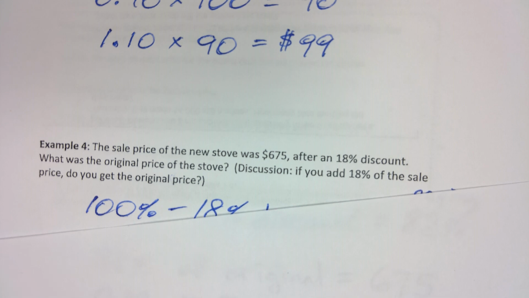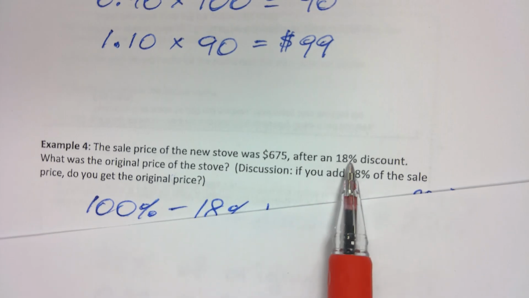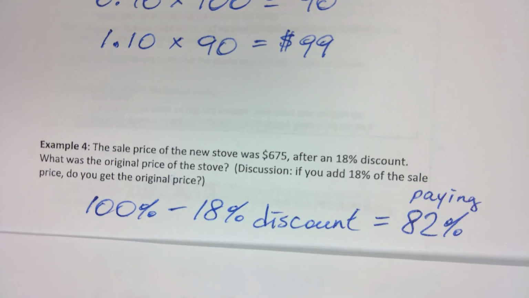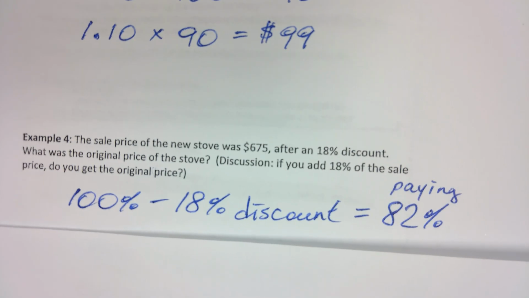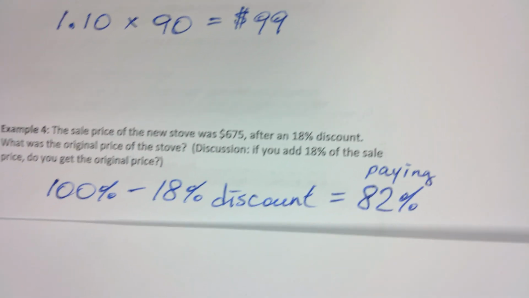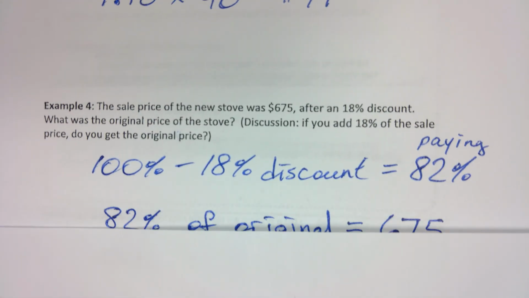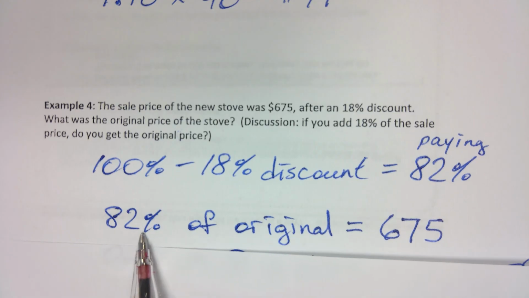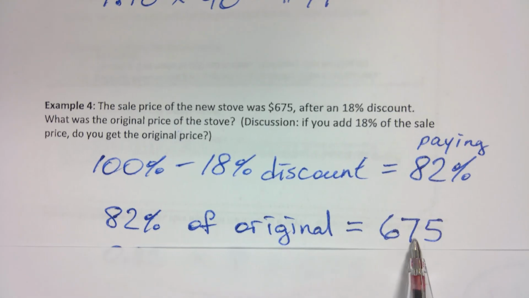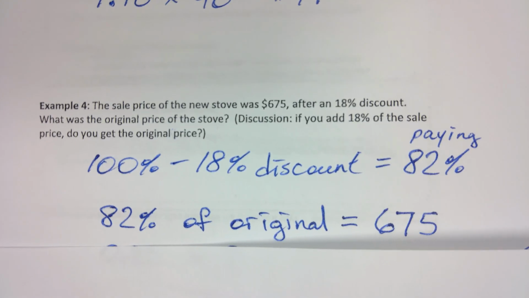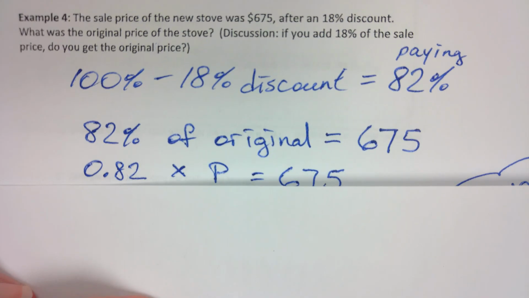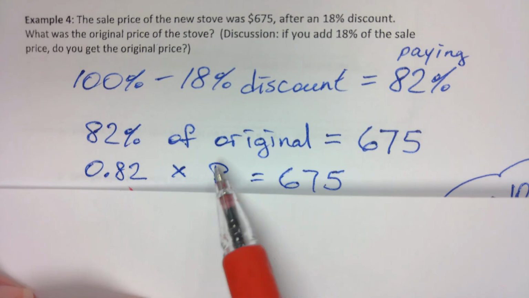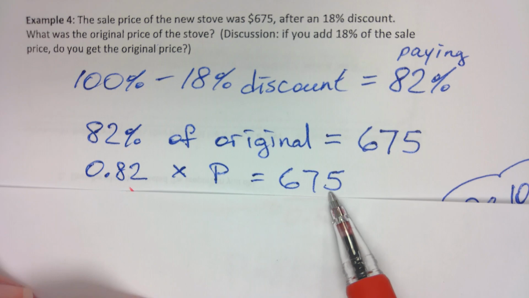Is there an easier method? Anybody have an easier way? Okay, so if it's an 18% discount, how much are you paying? Yeah, 82, right? So you're paying 82% of the original price. So if I do 82% of the original to give me 675, I can set it up the same way. 0.82 times P equals 675.